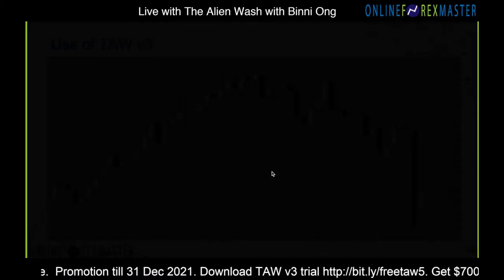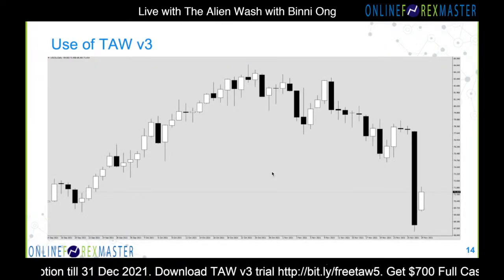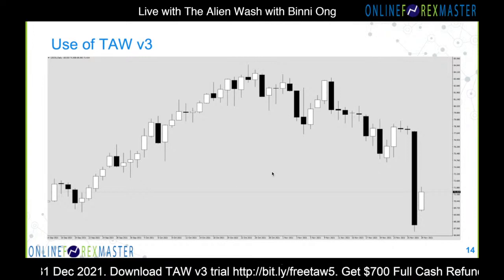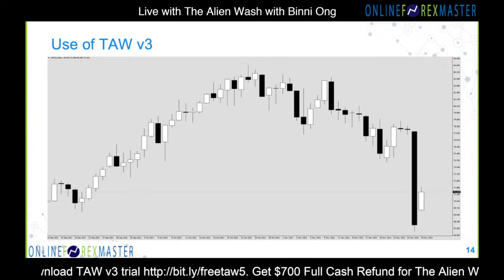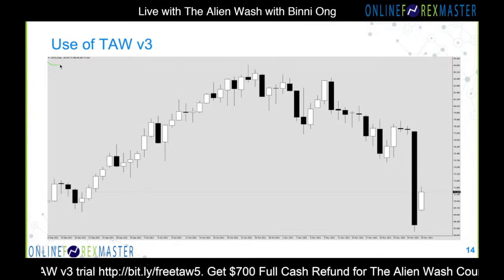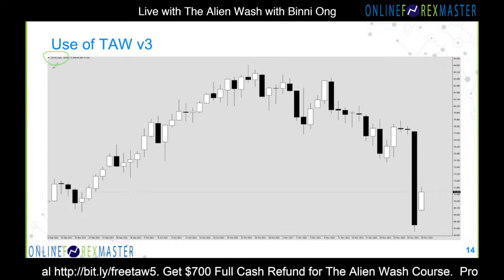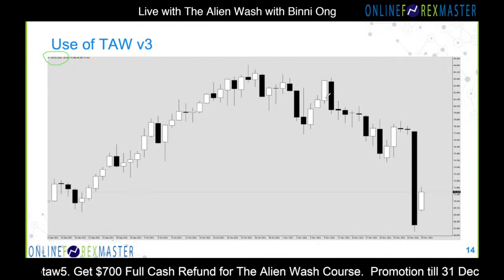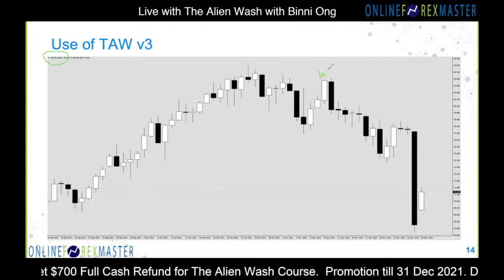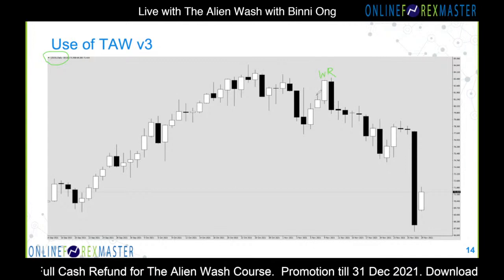Okay, so this is the outcome of the trade, and as you know, this is oil. I'm just revealing to you what really happened. So this is US oil, which is a CFD contract of oil. We traded twice on the wash and rinse here. One was this wash and then the rinse. So that's the wash and rinse.